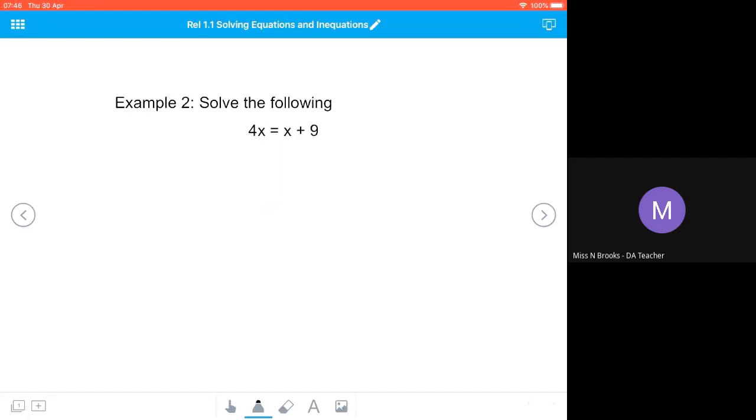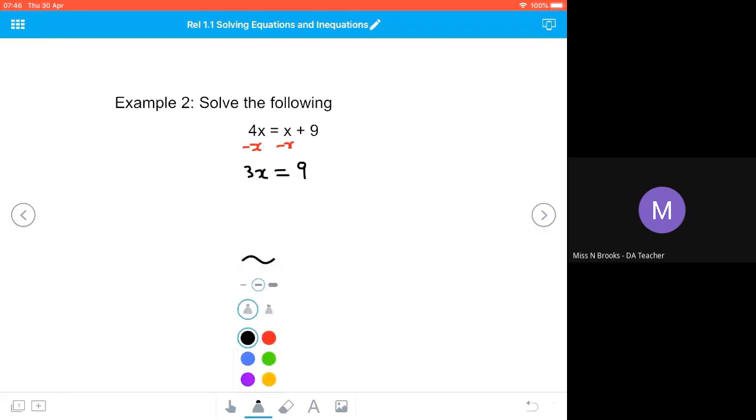Now in our second example, we're asked to solve the following equation, 4x equals x plus 9. This time we have variables on both sides of our equation. So the first thing we're going to do is collect our variables onto the left-hand side. We've got a positive x on the right-hand side, so we're going to have to take away x from the right-hand side, and if we take away x from the right-hand side, then we have to take away x from the left-hand side. And that gives us 3x equals 9.